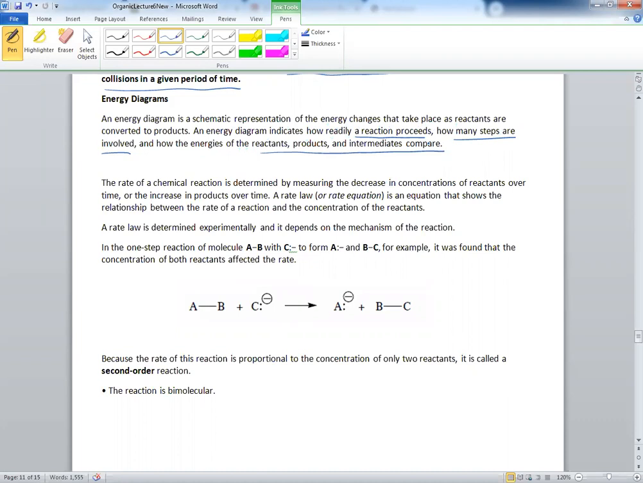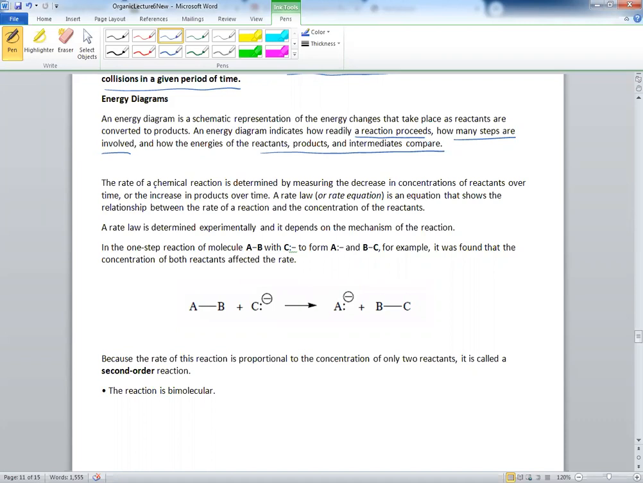So it tells you what's more stable, your reactants or your products, which tells you about the equilibrium of the reaction. It tells you how many steps. And of course, was it a fast reaction or a slow one, based on the activation energy?